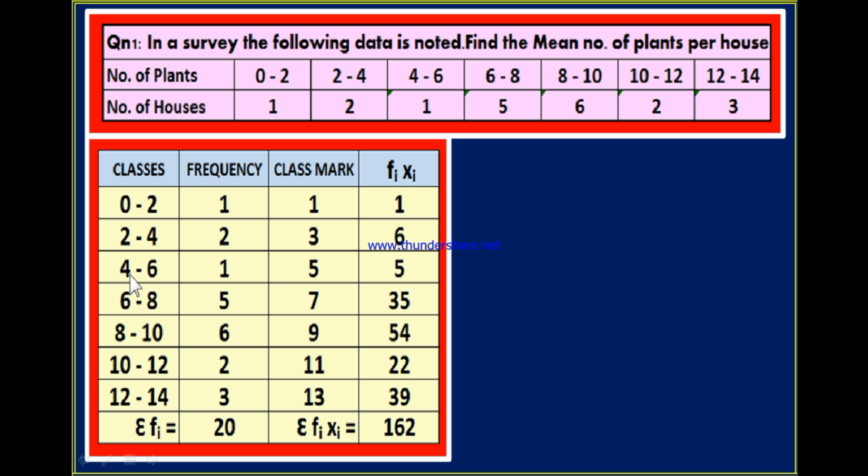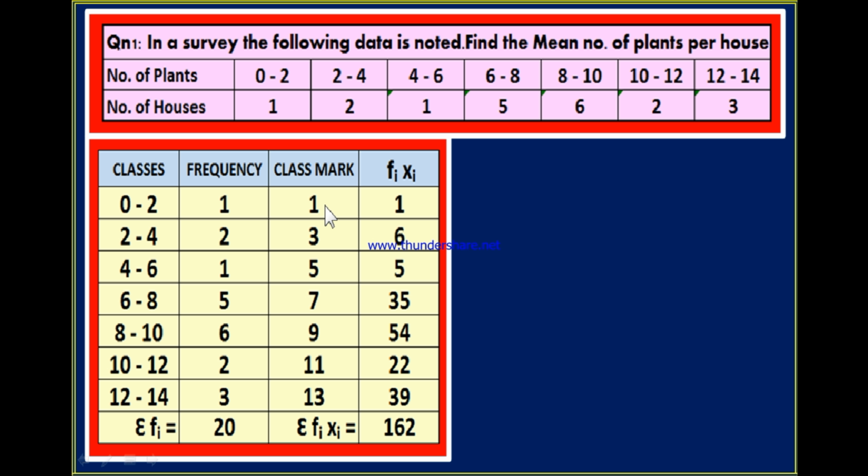Similarly, the class mark of this class, 4 plus 6, is 10. 10 divided by 2 is 5. The class mark of this class, 6 plus 8, is 14. 14 divided by 2 is 7. The class mark of the class 8 to 10, 8 plus 10, is 18. 18 divided by 2 is 9. The class mark of this class 10 to 12, 10 plus 12, is 22. 22 divided by 2 is 11. The class mark of the class 12 to 14, 12 plus 14, is 26. 26 divided by 2 is 13. These are the class marks of the classes.